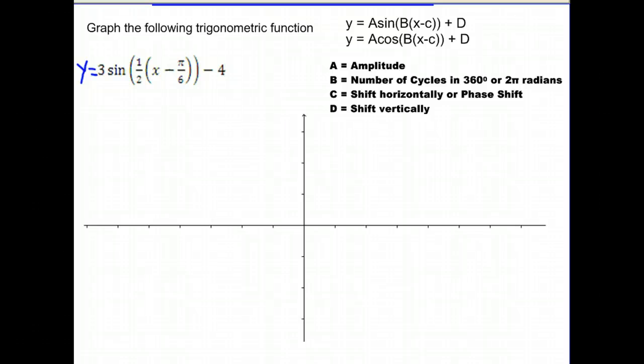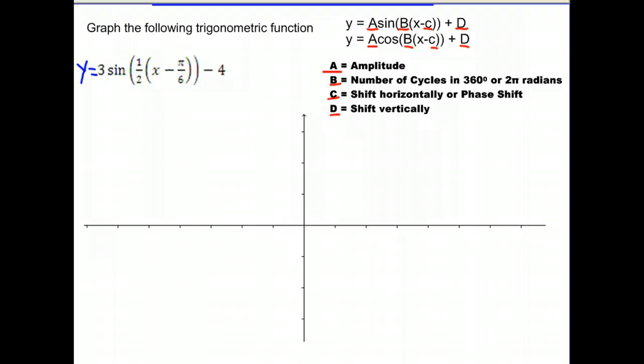equals a, which stands for the amplitude, sine or cosine of b, which stands for the number of cycles in 360 degrees, or 2 pi radians, times x minus c, c being the shift horizontally, or what's called the phase shift, and finally d, which is our shift vertically. So we need to find all 4 of those values, and why don't we start?